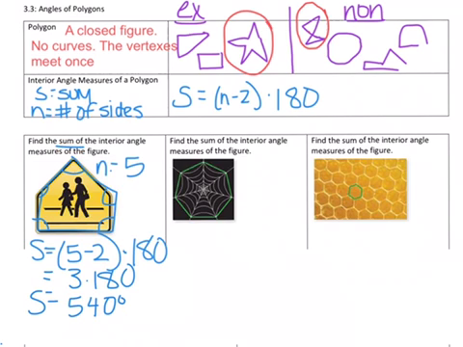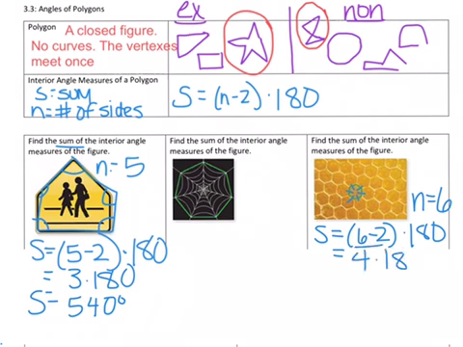Now I'm going to jump over to the honeycomb example on the right, and I'm counting the sides for this one. 1, 2, 3, 4, 5, 6. So the number of sides is equal to 6, and that's what I plug into my equation. S equals 6 minus 2 times 180. So 6 minus 2 first because we're using order of operations. It's 4 times 180. Then we find the sum of all 6 of these angles together, and we get 720 degrees. So all 6 of those angles, no matter what they are, have to add up to equal 720.